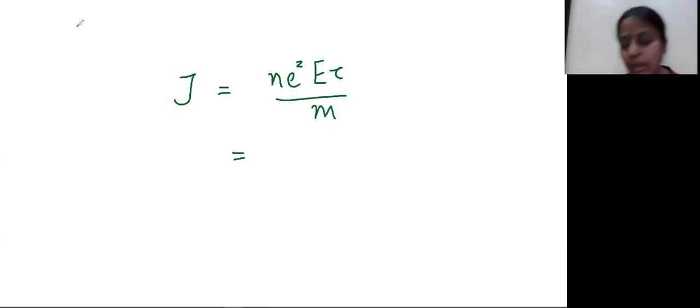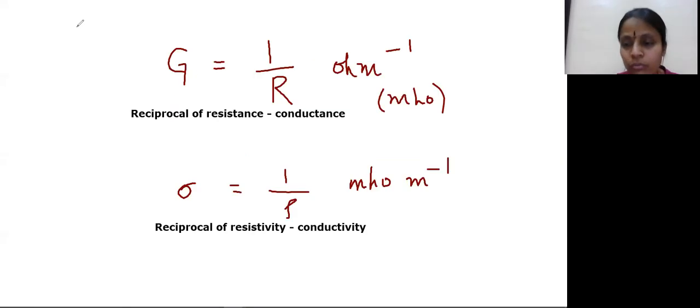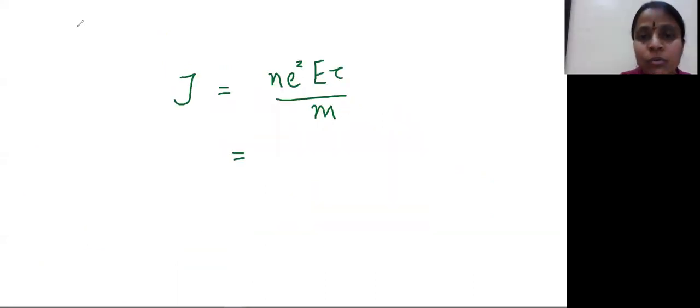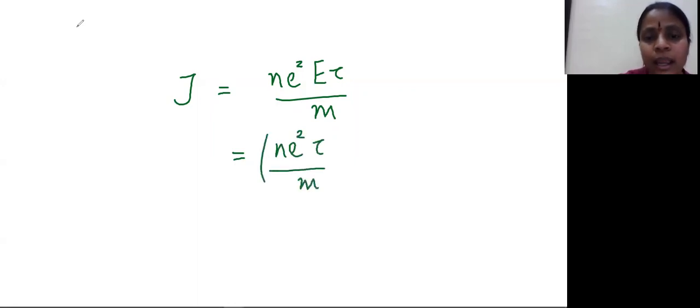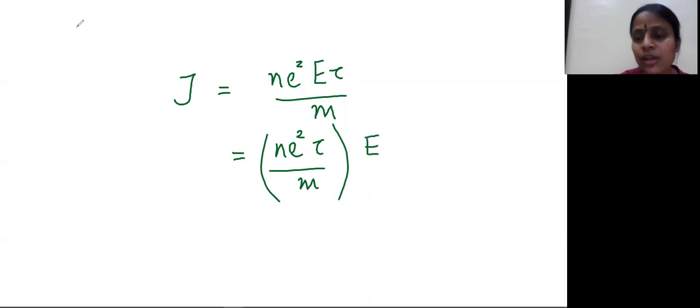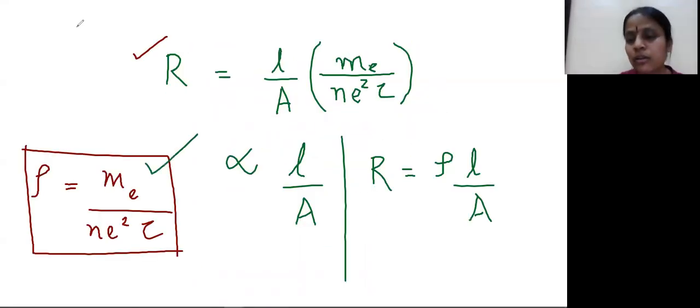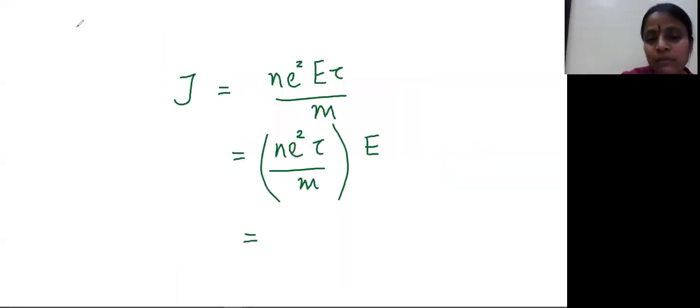Now look at this, children. What am I going to do now? Can we go here and see what is rho? Where is it? What is rho? Do you see rho is m upon N e square tau? So what is N e square tau upon m, which is nothing but 1 by rho? Do you agree, children? Let me write it like this, maybe it will be easier: N e square tau by m into E. And I just now showed you m by N e square tau is nothing but resistivity over here. So this is the reciprocal of resistivity. So I have 1 by rho into E.